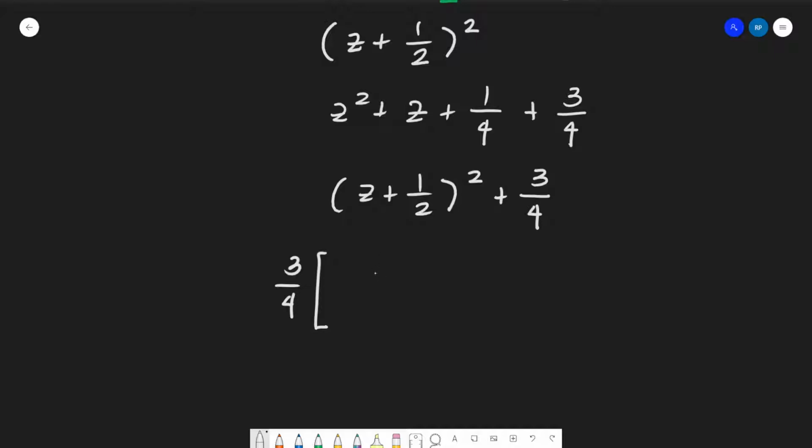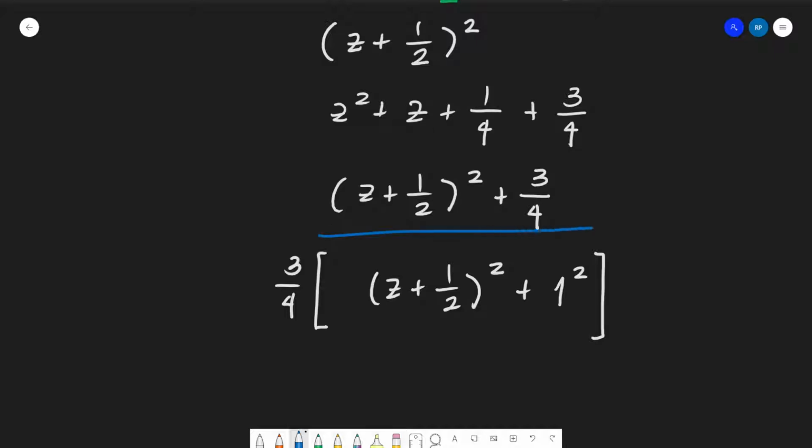3/4 times z plus 1/2 squared plus 1 squared. Diba? 1 squared is equal to 1. Now, tapos na ba tayo dito? Hindi pa. Bakit? Remember, nag-factor out tayo sa buong expression. And pag nag-factor out tayo dun sa isa, dapat mag-factor out din tayo sa isa. Remember na yung ating u squared, yung temporary u squared natin, has numerical coefficient of 1 as a whole. So, mula dun sa 1, kailangan nating mag-factor out ng 3/4.